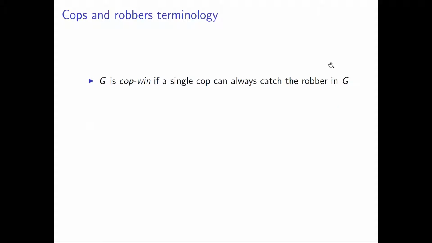So I want to discuss a few terms and look at some examples of graphs just to illustrate what these terms mean. One of the most basic terms about the cop versus robber game is this term cop win. We say that a graph G is cop win if a single cop can always catch the robber in G, regardless of how the robber plays. A single cop playing optimally can always catch the robber in G. That's what it means for G to be cop win.